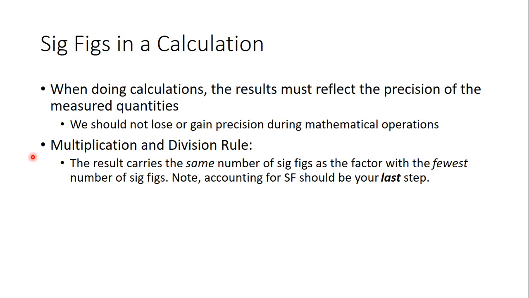This rule is the easier of the two. It says your result should have the same number of sig figs as the factor with the fewest number of sig figs. And when you're doing addition, multiplication, whatever, you should always round your sig figs as your very last step. Carry out your calculation to as many sig figs as you want, but when you report your number, that is when you should be using these rules. So let's take a look at this multiplication and division rule.